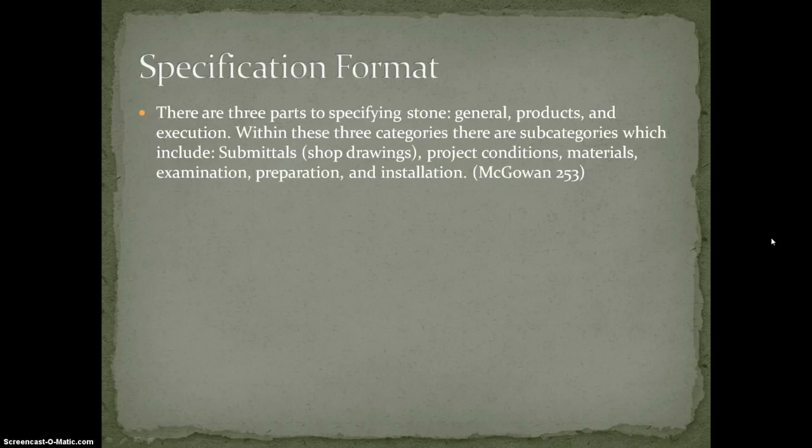The specification format for stone. There are 3 parts to specifying stone. There's general, products, and execution. Within these 3 categories, there are subcategories which include submittals or shop drawings, project conditions, materials, examination, preparation, and installation.